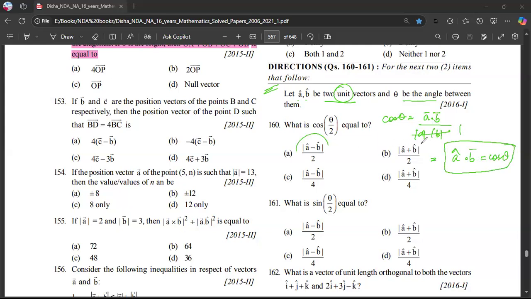Okay. In the options, we can smartly see there is some addition or subtraction. So let's find out the addition. So A plus B unit vector, its addition whole square will be as A square plus, oh, what did I forget.